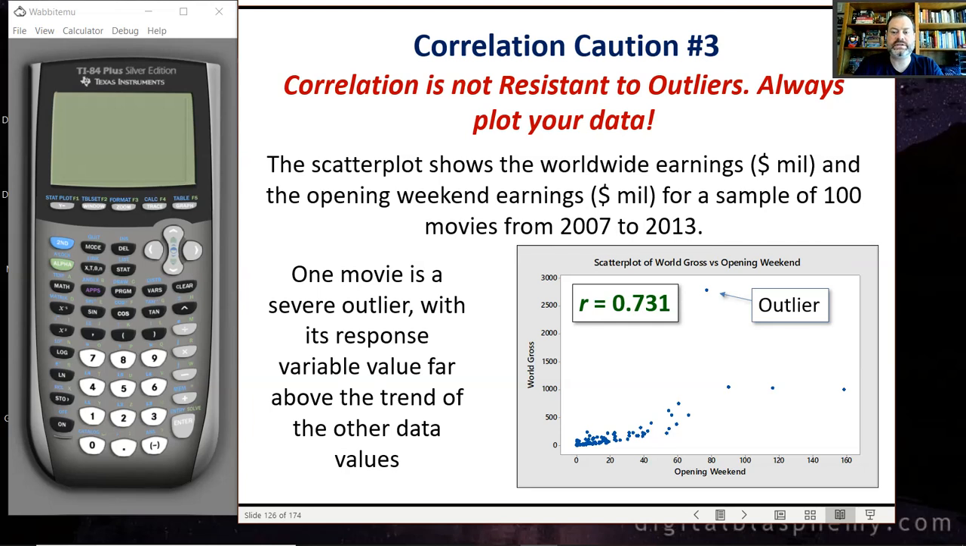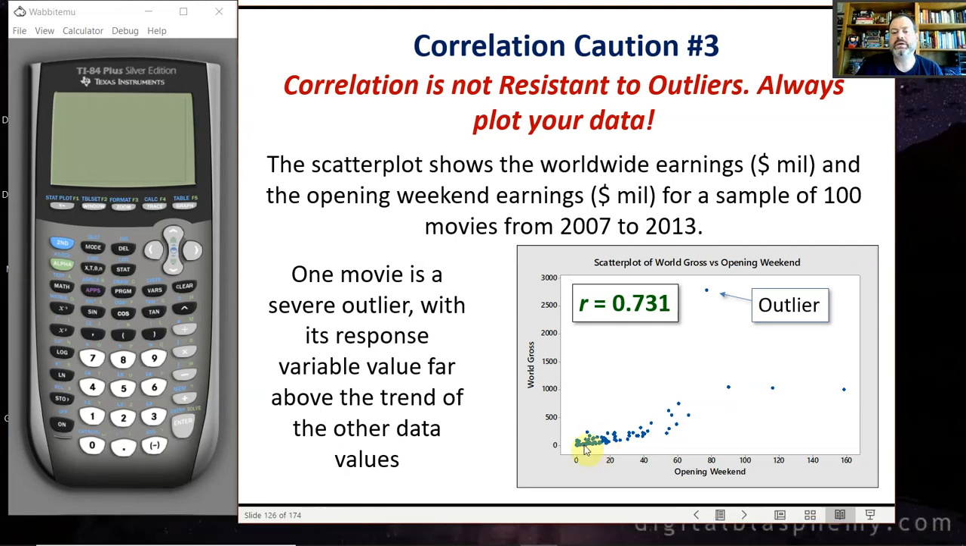So here, this is the data. This is the scatter plot we saw earlier. This shows the worldwide earnings in millions of dollars and the opening weekend earnings in millions of dollars for a sample of 100 movies. These are Hollywood movies that came out from 2007 to 2013. One movie is a severe outlier with its response variable value far above the trend, right?